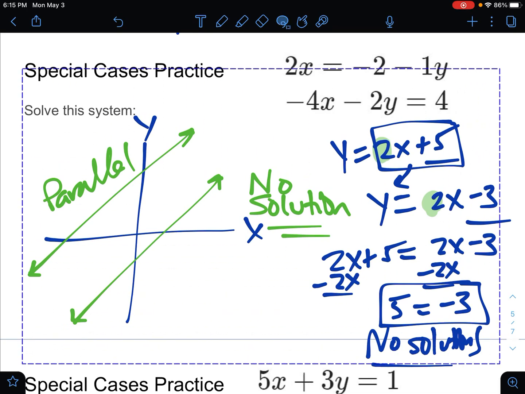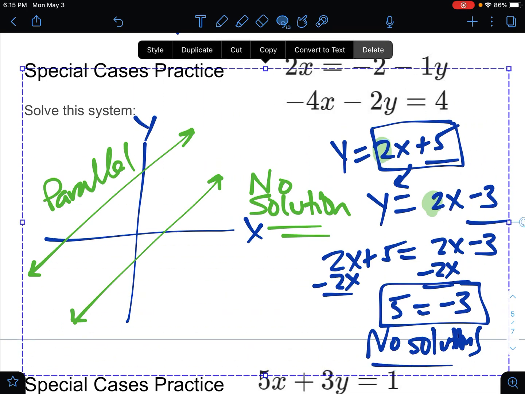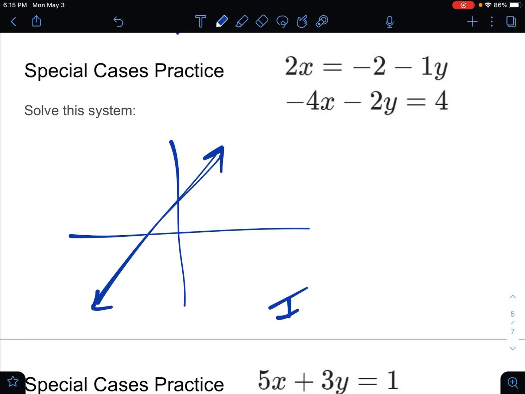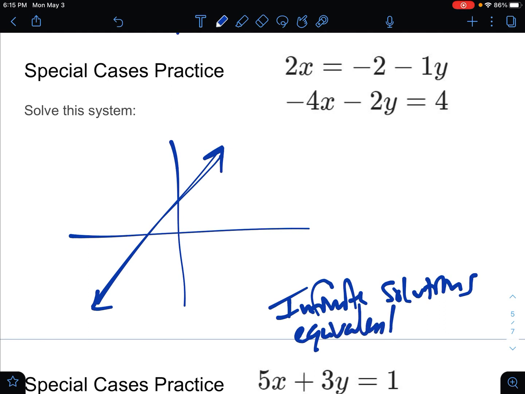It's definitely possible. Another special case is if we go to graph two lines and they end up being the same line. So what happens is they're actually on top of each other. We call this infinite solutions typically, because they're equivalent lines. So the two lines are actually one line.